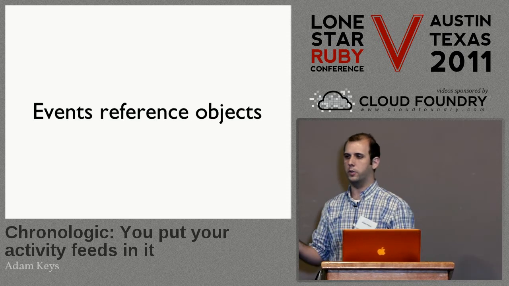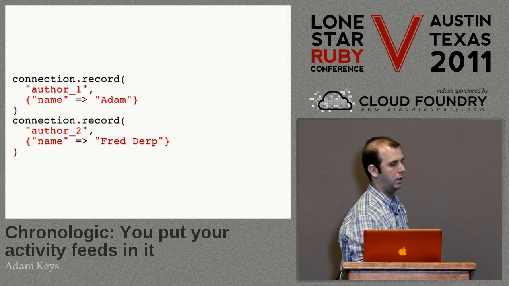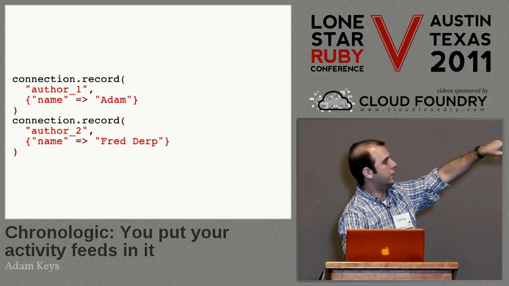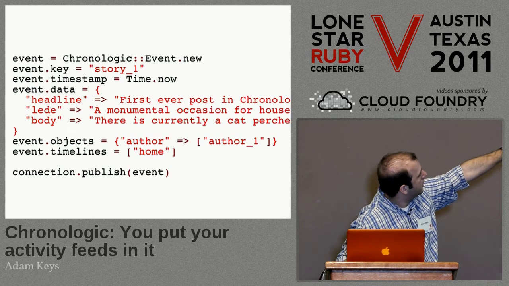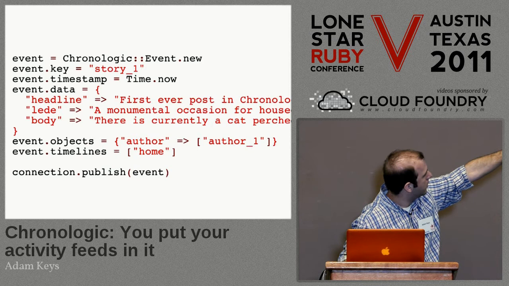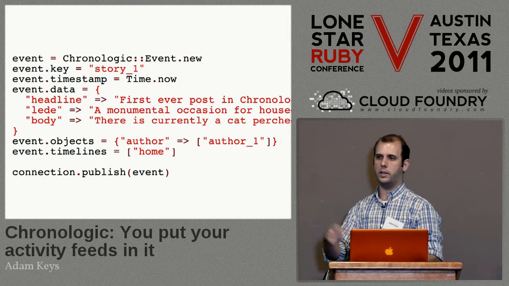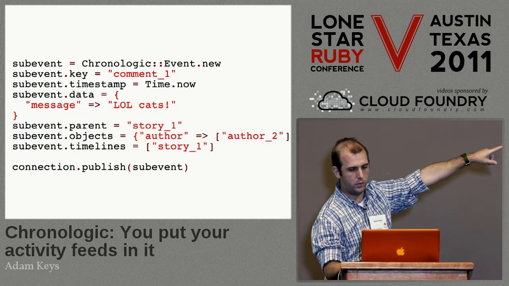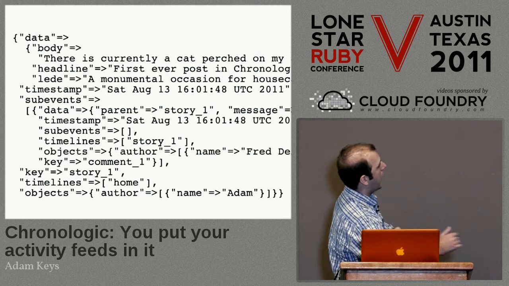And then, of course, if you're implementing an actual blog, you probably want to show the author of, link to the person who left this lame comment. So we're going to record 2 authors, Adam and Fred Derp. And so I post this event. So you see the objects hash now has an author key, so you can specify different types of objects, and then you specify the key for every one of those objects. So author 1 posted this, author 2 posted the comment. Again, it's a sub-event, and we fetch it, and we get an even bigger hash.